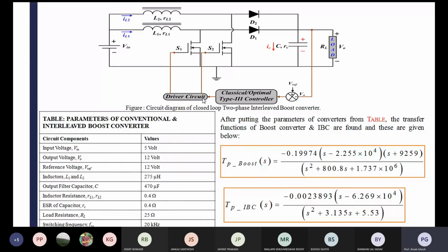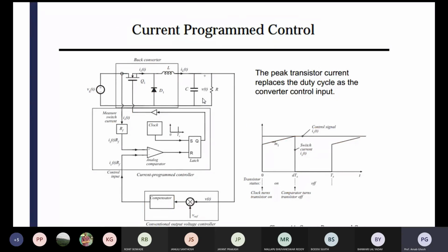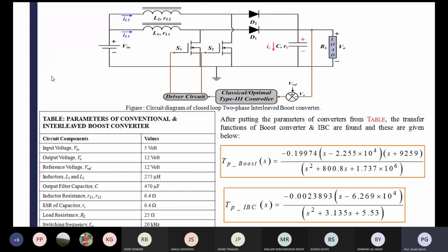In current mode control, you can see over here, in previous cases you are not sensing any current. In that control strategy, there is no current loop. A direct current loop is not there.